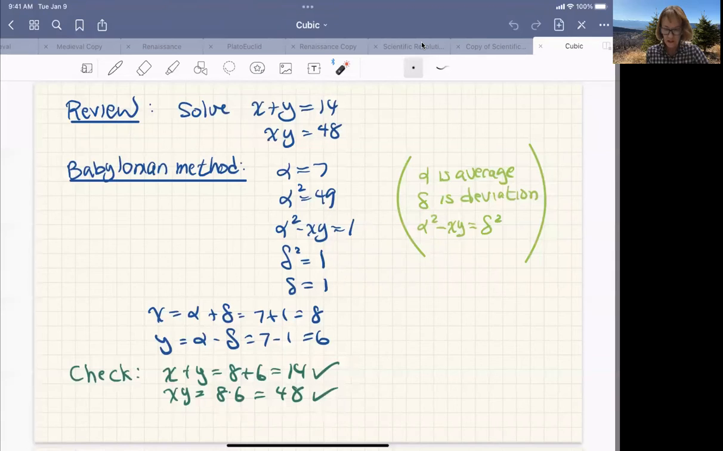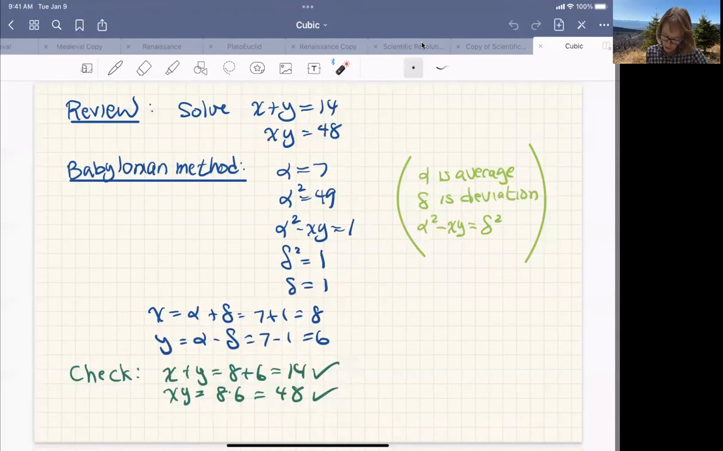So let's say we wanted to solve a problem where we know that the sum of two numbers, x and y, is 14, and the product of two numbers, x and y, is 48. So remember that alpha is going to be the average of those two numbers. So that would be x plus y divided by 2. Delta is the deviation, meaning how far are x and y away from the average of the two numbers.